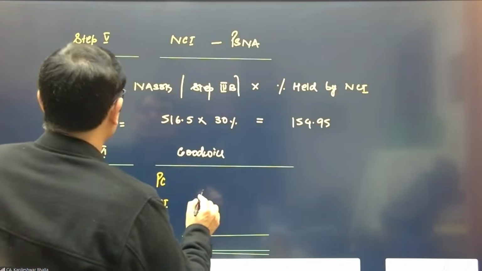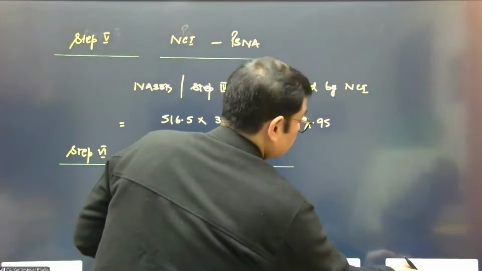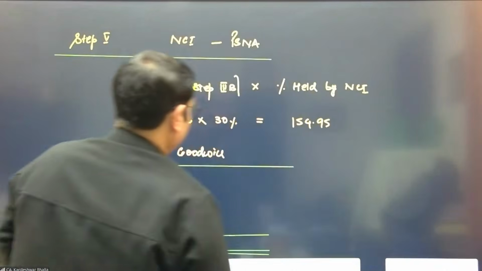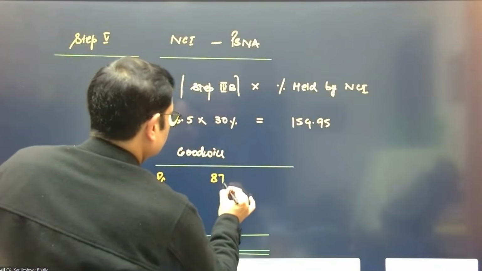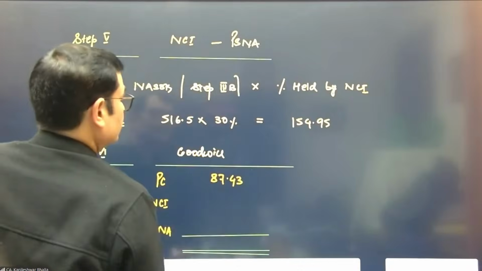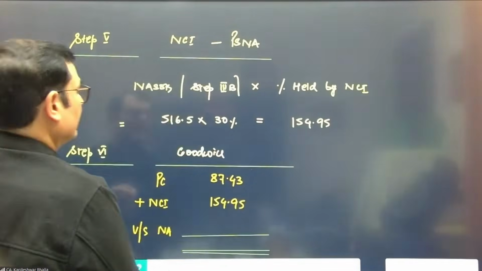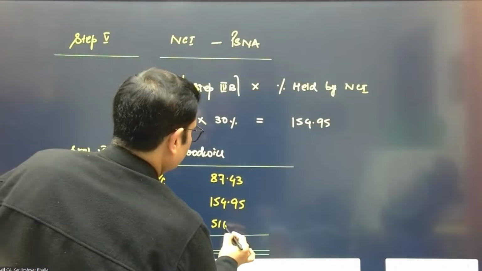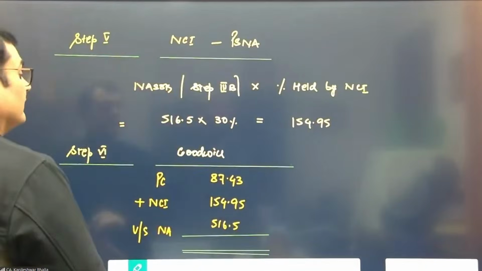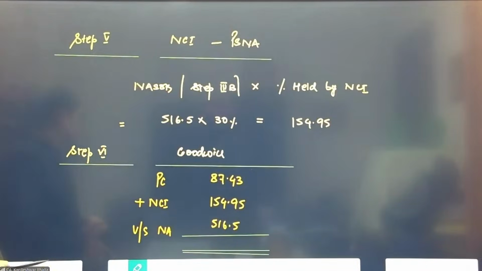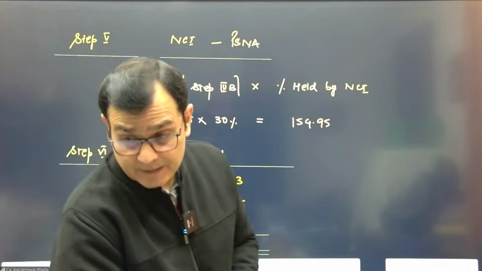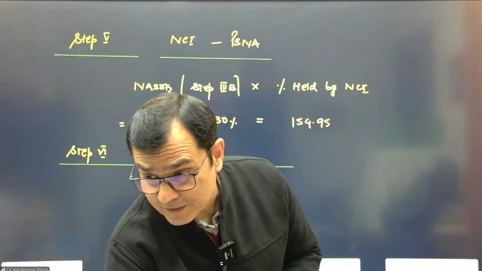So the purchase consideration was, I guess, 87.43. The NCI is 154.95 and the net assets is 516.5. So I think we're getting a bargain purchase gain, that is a capital reserve. So let's see the amount of capital reserve in this case.